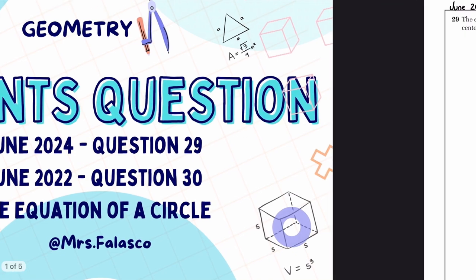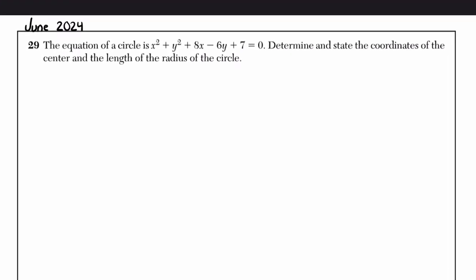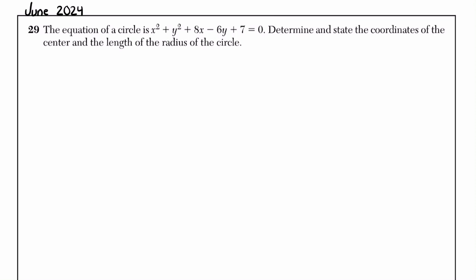So let's get started. For this first question, it says the equation of a circle is x squared plus y squared plus 8x minus 6y plus 7 equals 0. Determine and state the coordinates of the center and the length of the radius of the circle.